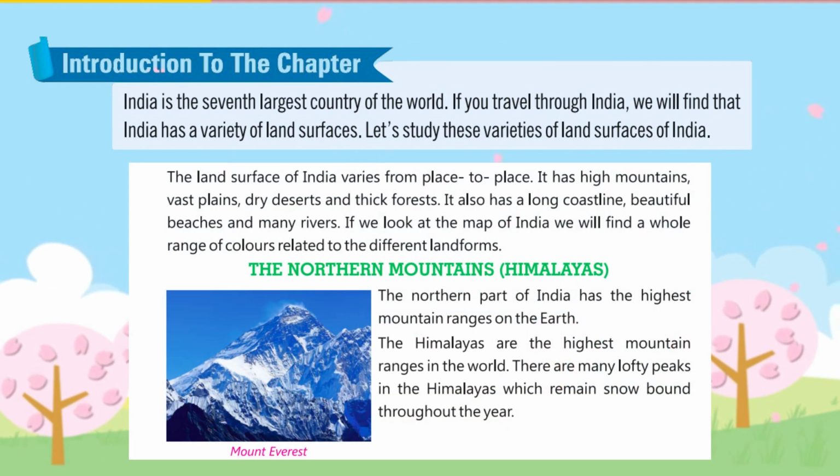The land surface of India varies from place to place. It has high mountains, vast plains, dry deserts, and thick forests. It also has a long coastline, beautiful beaches, and many rivers. If we look at the map of India, we will find a whole range of colors related to the different landforms.